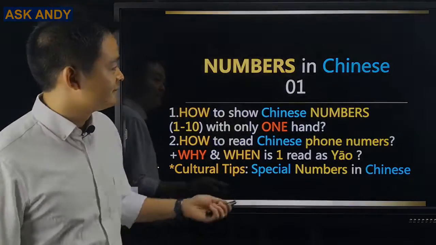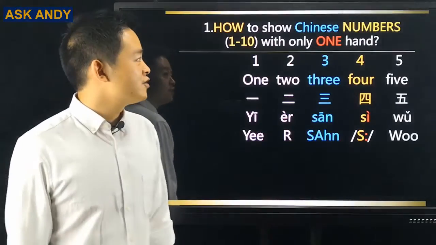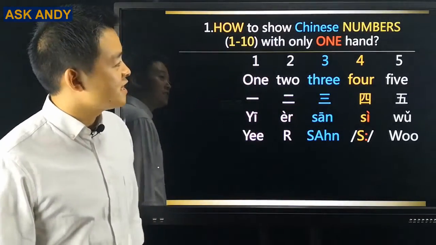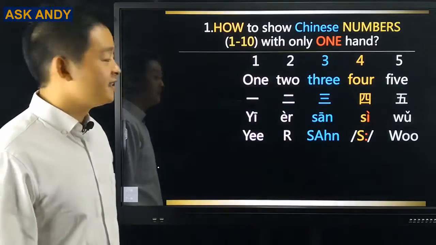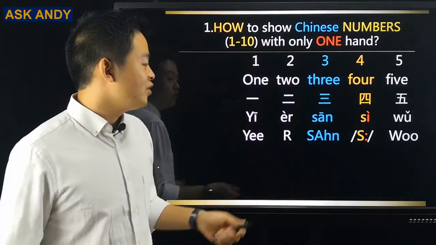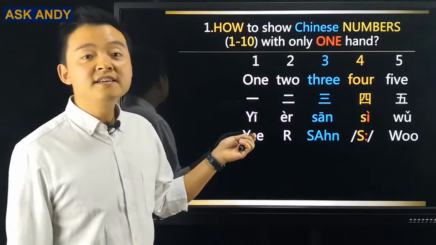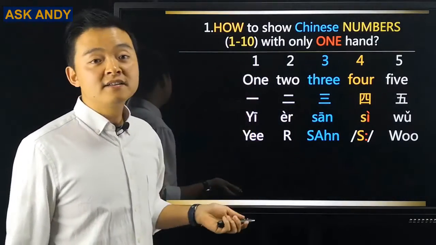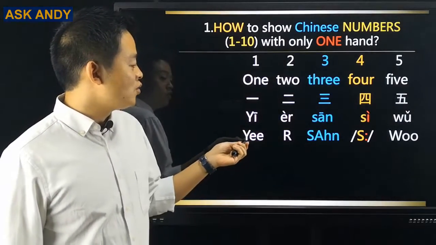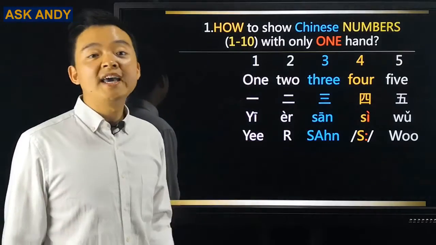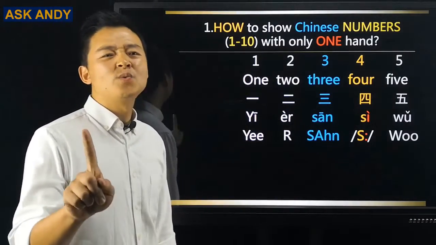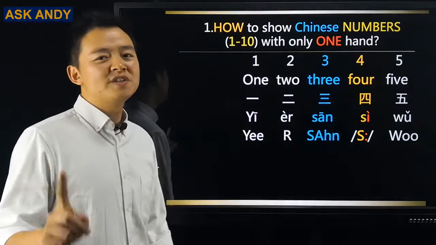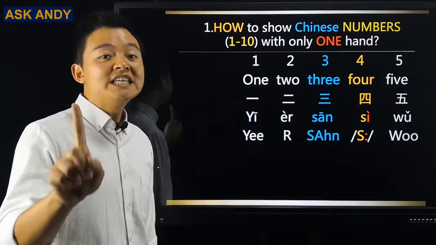Let's get started. Question number 1, how to show Chinese numbers from 1 to 10 with only one hand? Let's start with the number 1. When we read it in Chinese, it is yi. So number 1 is yi. And here, I've given you my trick. Read it as Y-E-E. Yi. So how to show it with one hand? This one, I think in most countries would be the same. So this is just yi.